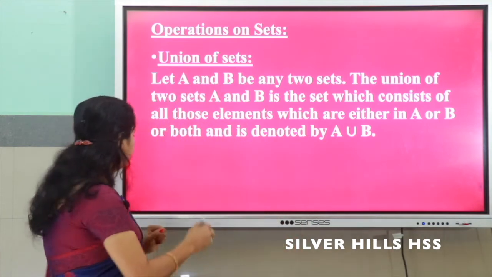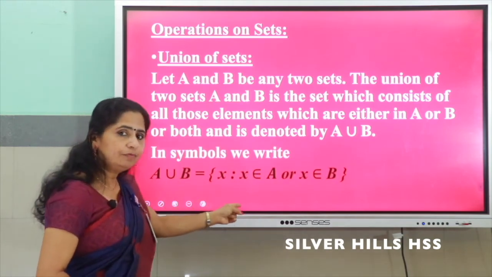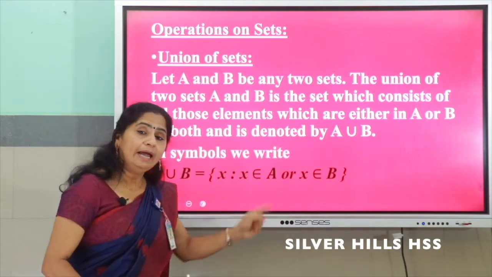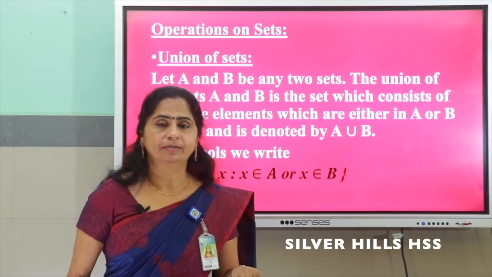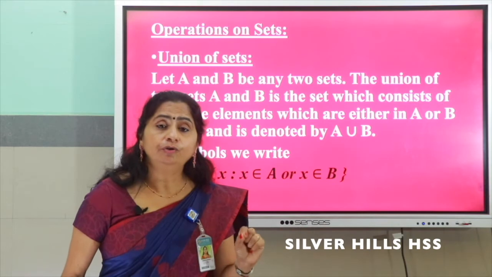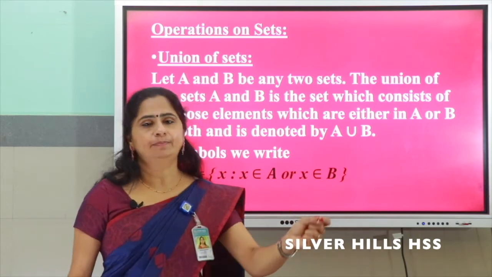So, how can we represent it symbolically? The A union B is the set of all x such that x belongs to A. Look at the word, it is OR. So, remember the word for union is OR. x belongs to A or x belongs to B.